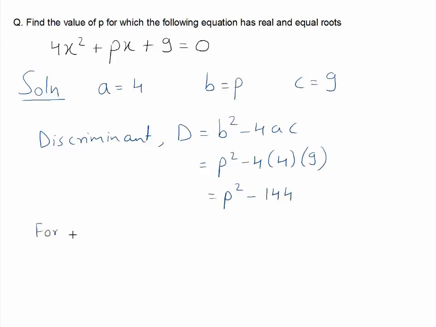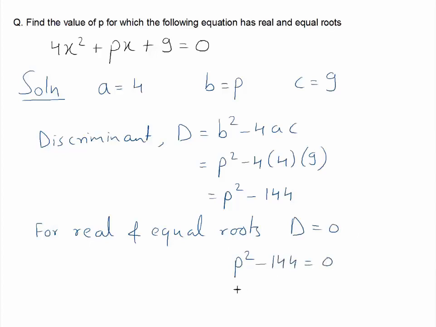Now for real and equal roots, D must be 0. So for D to be 0, p square minus 144 equals 0. So this implies p square equals 144. So this implies p equals plus minus 12. So that means when p equals plus 12 or p equals minus 12, we get real and equal roots for this. Now this exact same question can be asked in a different way.